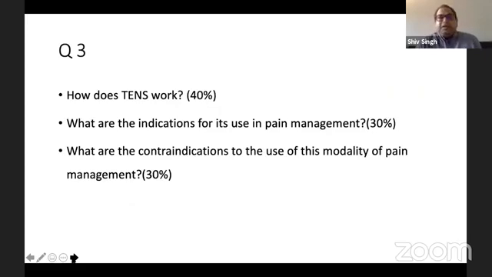Moving on to the third question. The third question is on TENS. Okay. How does it work? It's used for pain management. So you should know its simple working principle. We're not talking about the circuitry of a TENS machine. We are just talking about how it works physiologically. What are the indications of its use in pain management? What are the contraindications to the use of this modality of pain management?